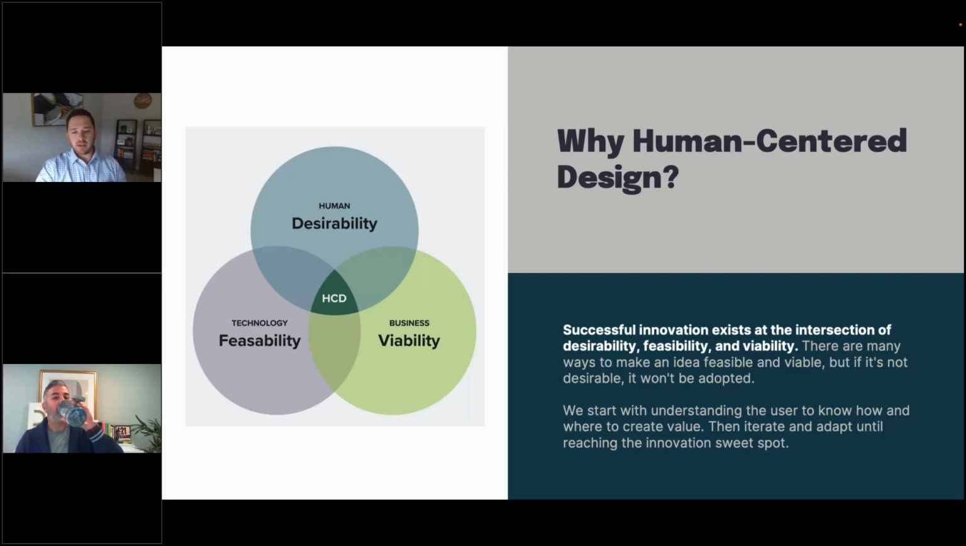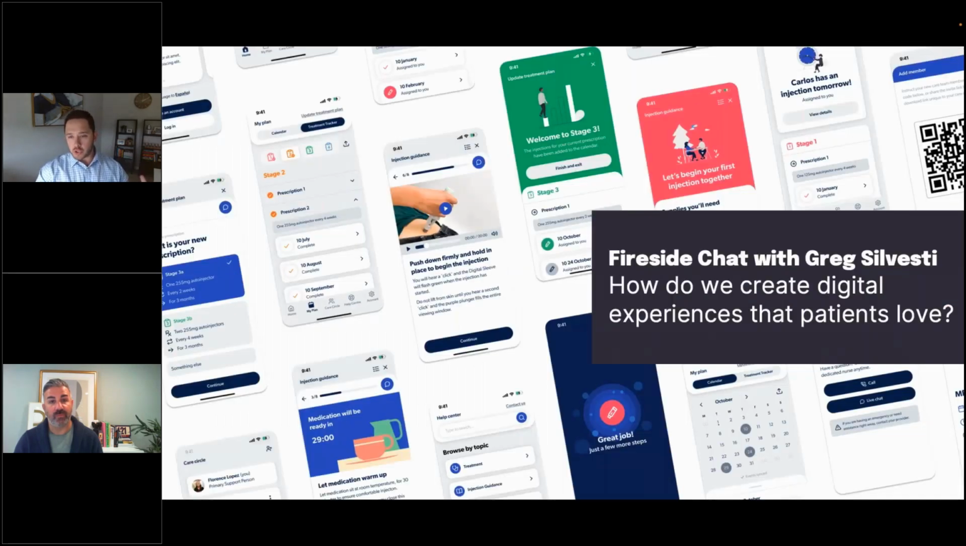What we want to have a conversation about today, and what Greg and I are going to jump into, is how do we create solutions that are at the center of this Venn diagram? How do we bring solutions to market that are not only feasible from a technology perspective, we need that, and we need to make money off of this, but it also needs to be desirable. We believe those are the best solutions that we can bring to market. So without further ado, Greg and I are going to jump into this conversation today. We hope it's valuable for you guys.